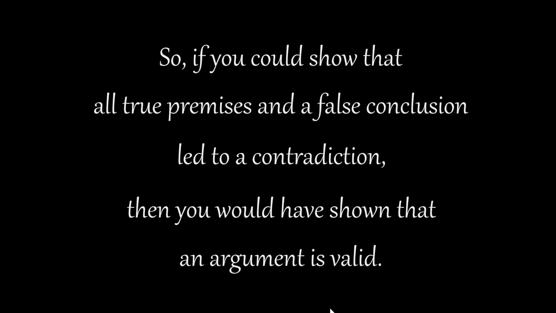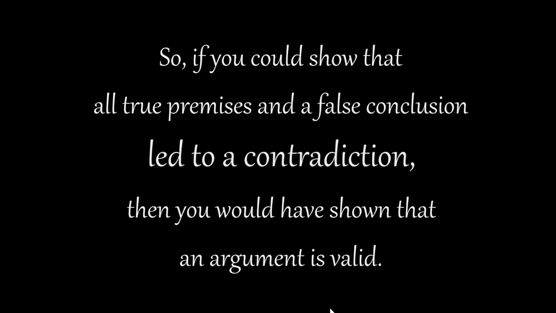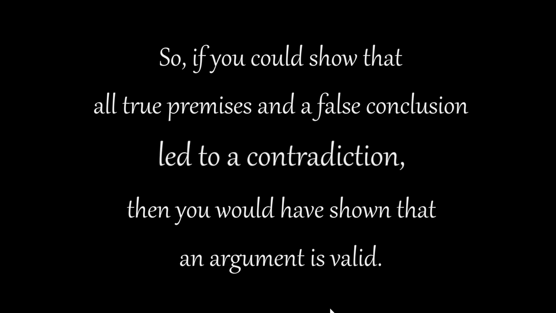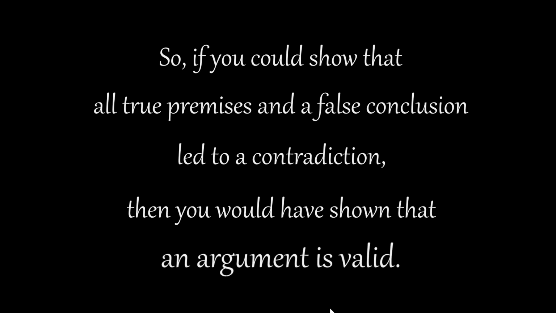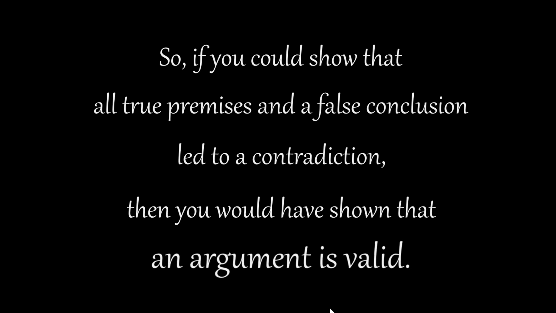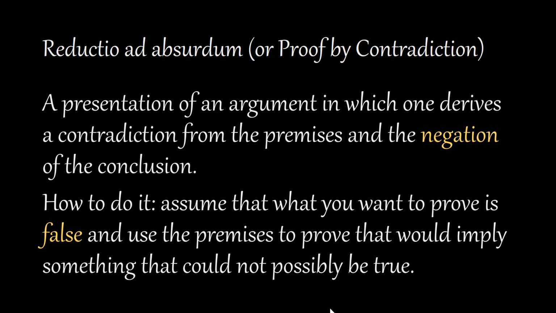So, if you can show that all true premises and a false conclusion lead to a contradiction, then you would have shown that the argument is valid. That's what reductio ad absurdum is. It's the presentation of an argument in which one derives a contradiction from the premises and the negation of the conclusion. So pretend what you're trying to prove is false and use the premises to show that leads to a contradiction.